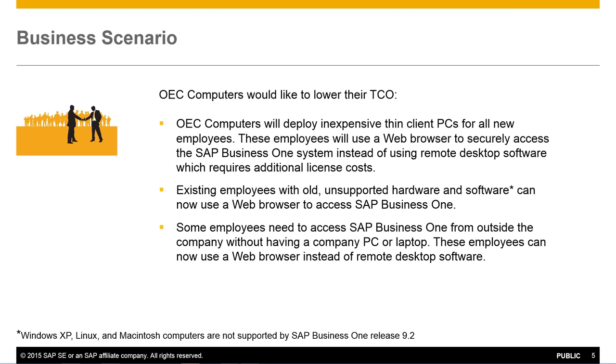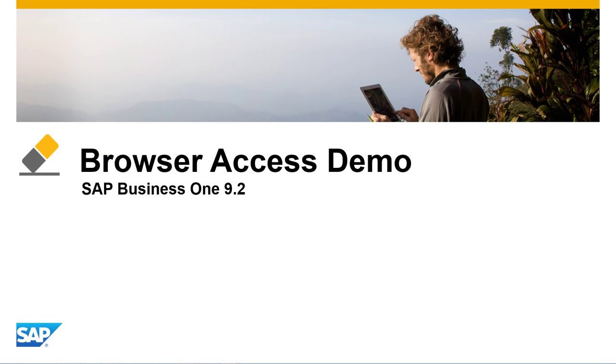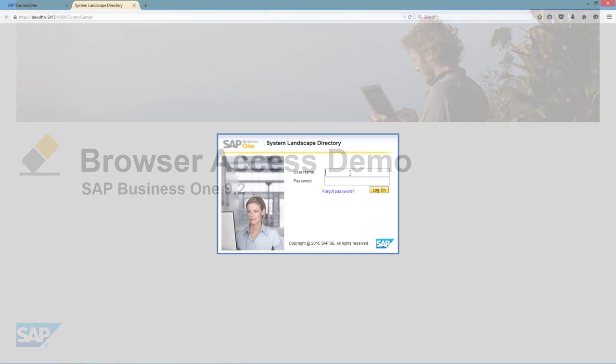Existing employees with old, unsupported hardware and software can now also use a web browser to access SAP Business One. Some employees need to access SAP Business One from outside the company without having a company PC or laptop, and these employees can also now use a web browser instead of remote desktop software. Let's check out the SAP Business One interface using browser access.